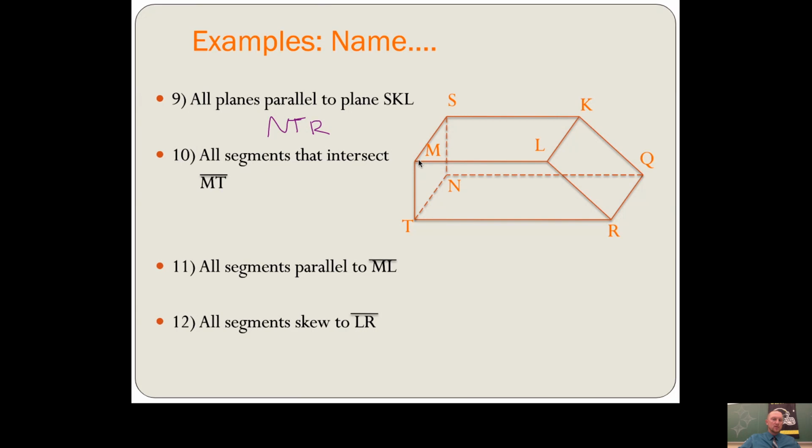All segments that intersect segment MT. There's two that come off of M, and there's two that come off of T. Segment MS definitely touches it because they both have an M. Segment ML touches because they both have an M. Segment TN because they both have a T. And segment TR because they both have a T.